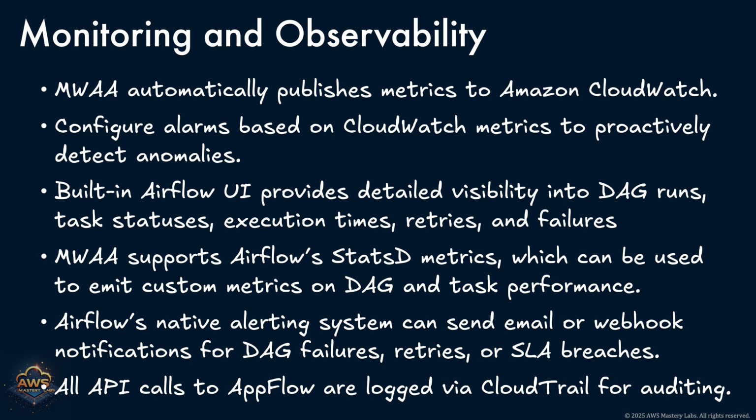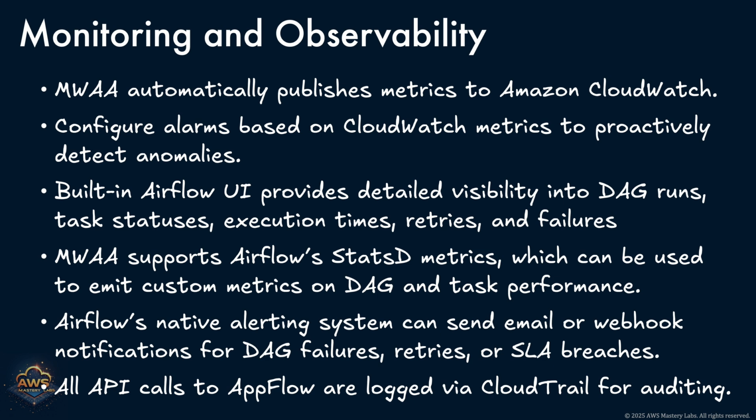a single interface. To go a level deeper, you can configure CloudWatch alarms on environment-level metrics like CPU and memory usage, task duration, and failure counts. These alarms help you proactively detect issues like bottlenecks or unexpected spikes in resource consumption, allowing you to take preemptive action before failures occur. MWAA also supports StatsD integration, which opens up advanced metrics collection. You can emit custom metrics around task success rates, queue lengths, or DAG performance.